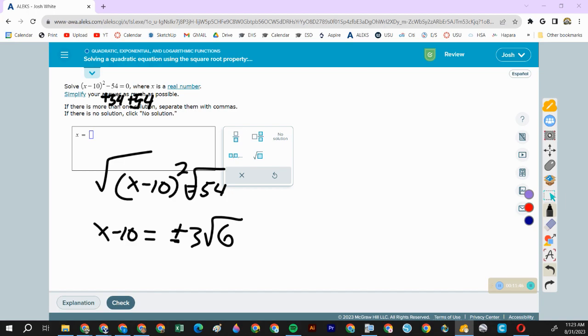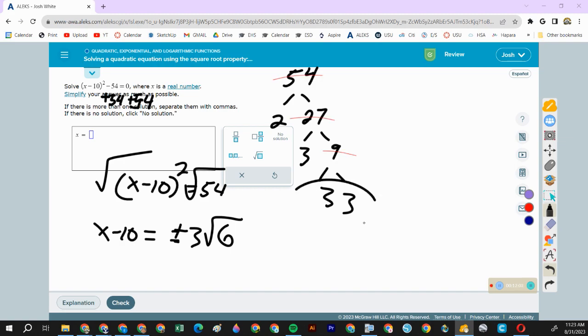Okay, does anybody not understand that? If you prefer doing it this way, 54 is 2 times 27, 3 times 9, 3, and 3. So we cross off anything that factored, circle the 3's. So 3 root 6. And then we just add the 10 to the other side. So x is 10 plus or minus 3 root 6.